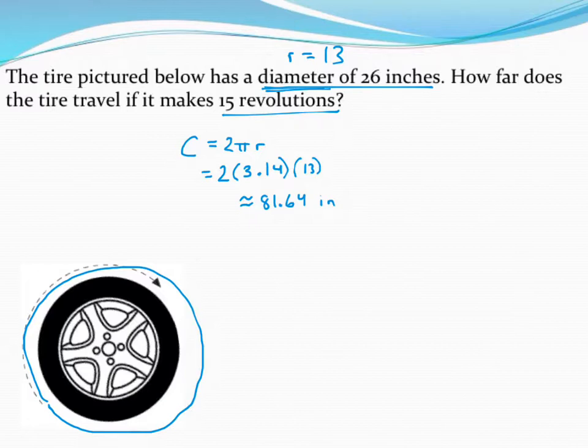So that's one revolution. So let's go ahead and multiply by 15 because that's how many times this problem has said we're rotating. So multiplying that number by 15 revolutions gets me a total distance of 1,224.6 inches.